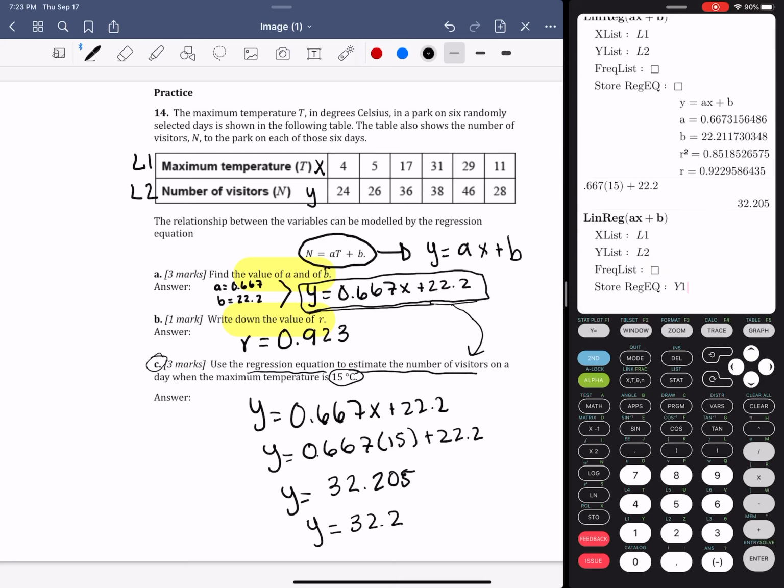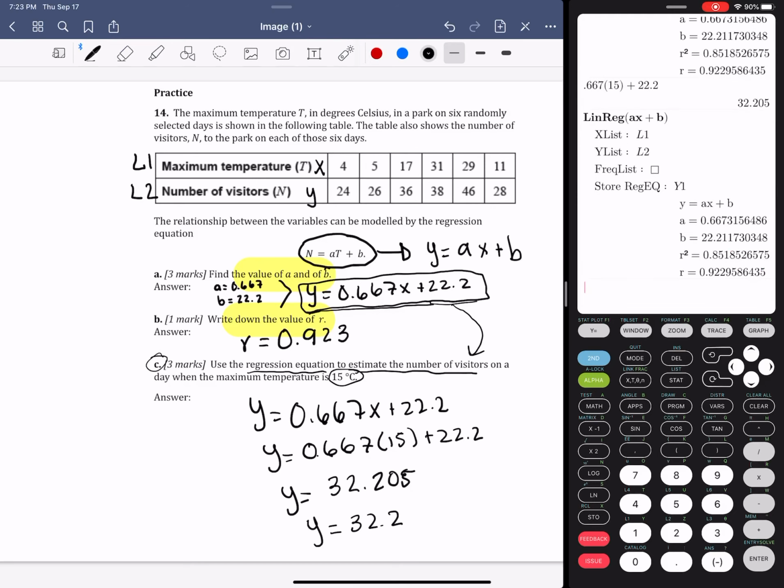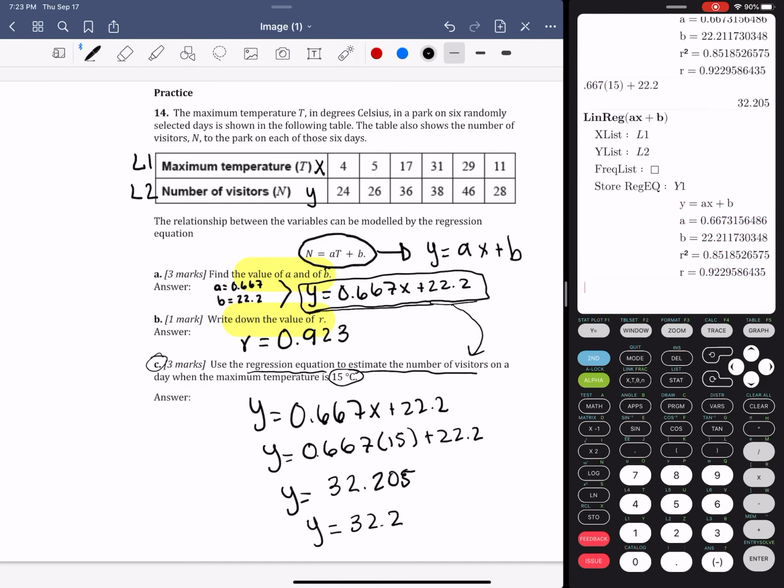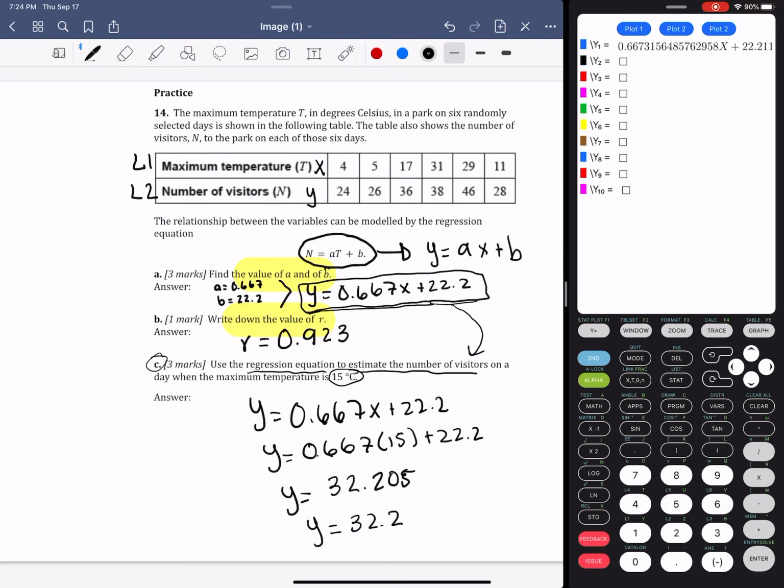Now, when I press enter, we're going to get the same information that we got above. Nothing changed from this one compared to the one from above. They're both the same thing. But what changed when I put the y1 on store rec? Well, let's go to y equals. When I go to y equals, it stores your equation, literally everything, in your y1, because that's what we told the calculator to do.